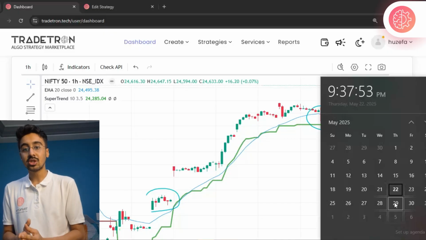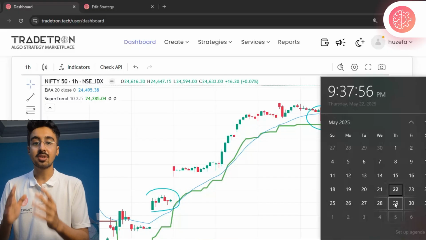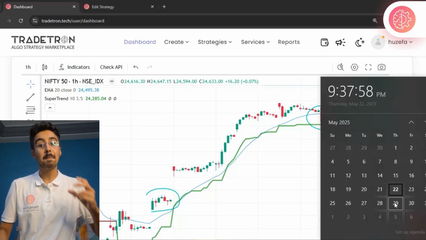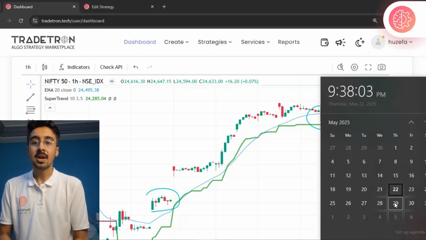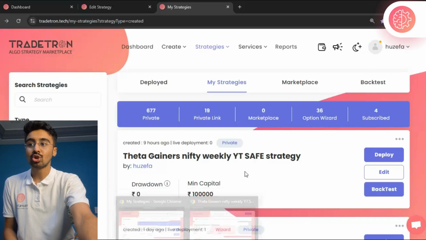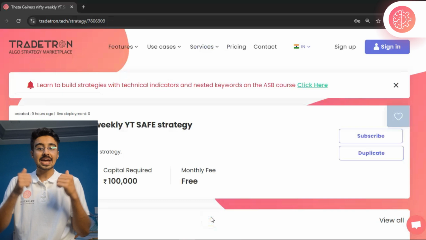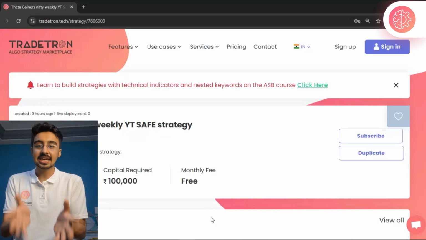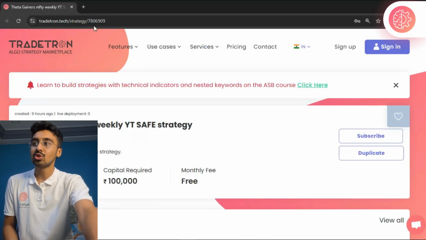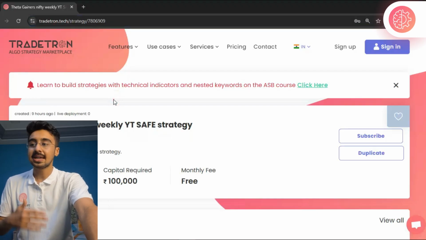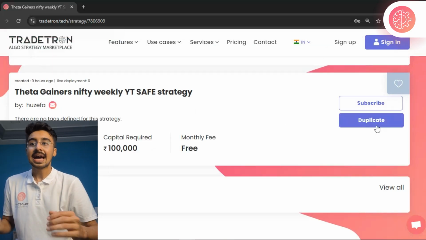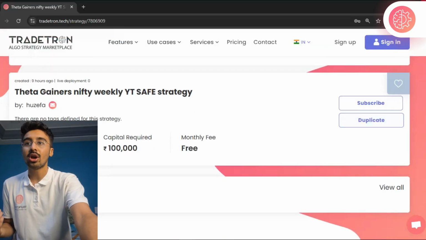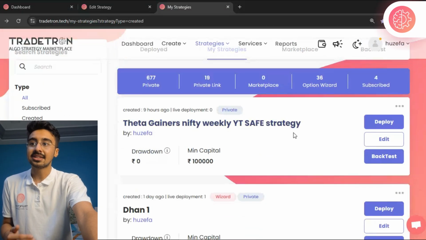Now with that understood, let's go to Tradetron's strategy builder and see how you can build this strategy using the condition builder of Tradetron. Before I show you how I built this strategy, I'll show you how you can duplicate it without any effort by using the link I've shared in the description. Just copy this link, paste it in your browser, or just open that link. When you open it, you will come to a page like this. On this page, you can just click on duplicate, and this same strategy will be visible in your Tradetron account as a strategy like this.